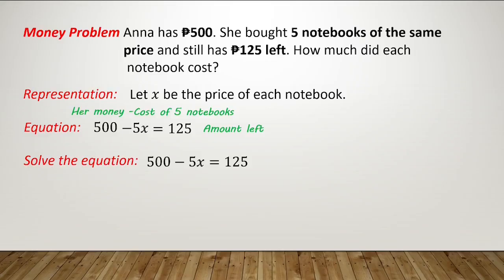Okay, so we are going to solve this by transposing 125 to the left side as negative 125 and negative 5x to the right side of the equation as 5x. So we have 375 is equivalent to 5x. Divide both sides by 5. 75 is equal to x, or x is equal to 75.